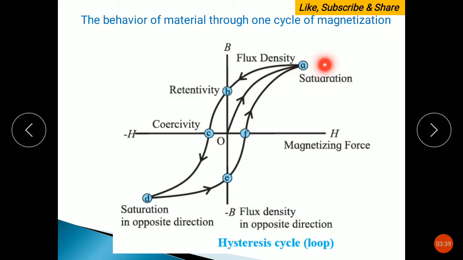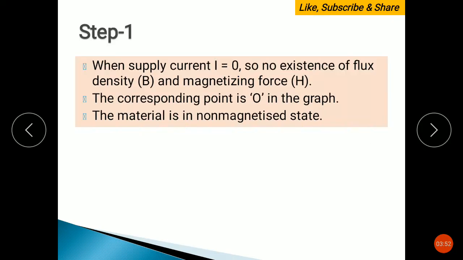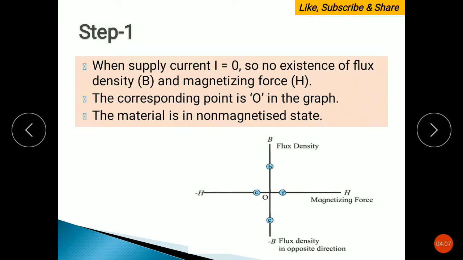And when we draw the graph with this variation, that is one cycle of magnetization, that graph we call the hysteresis cycle or the hysteresis loop. So this loop we study step by step here. Initially, when the supply current is 0, there is no external magnetic field. When there is no external magnetic field, the material will not magnetize and will not produce any magnetic field. That means H is 0, B is 0. So this point we show at point O in the graph. At point O, we can say the material is in a non-magnetized state.